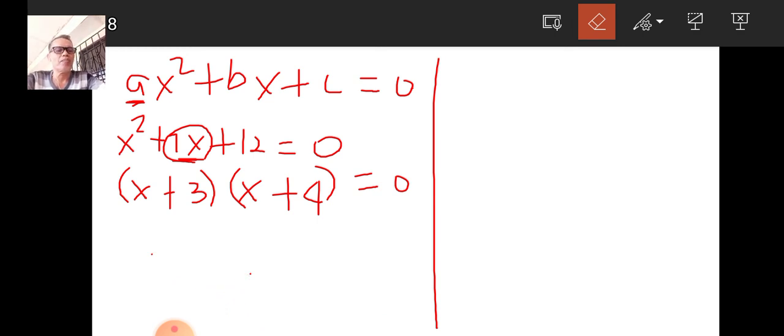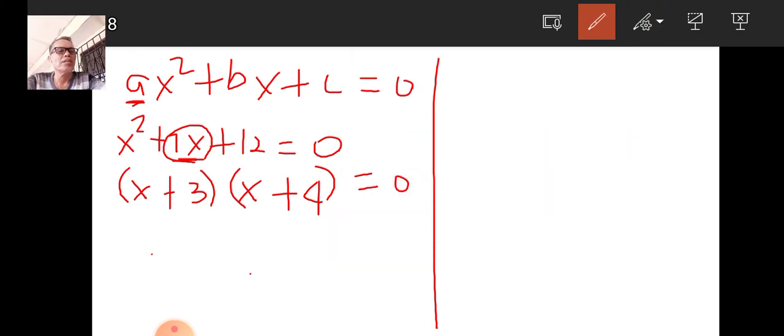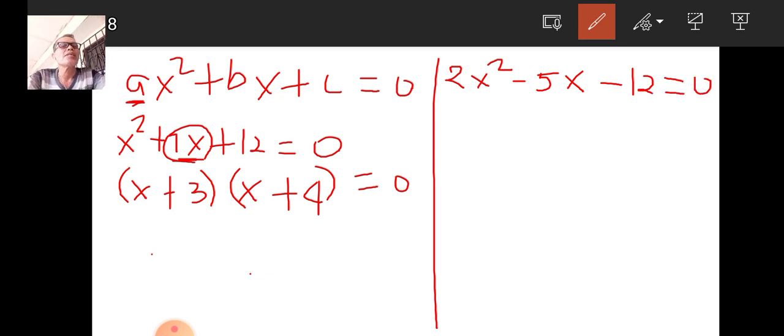Okay, another example. If for example we have 2x squared minus 5x minus 12 equals 0. So a is now greater than 1. So you are now going to use trial and error. This is done by trial and error, especially when a is greater than 1.